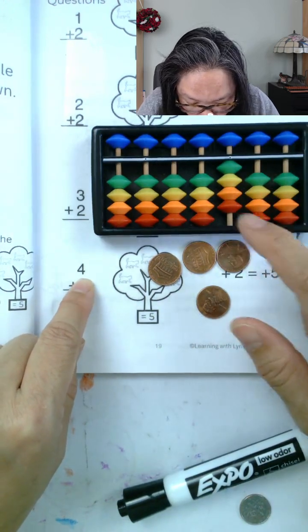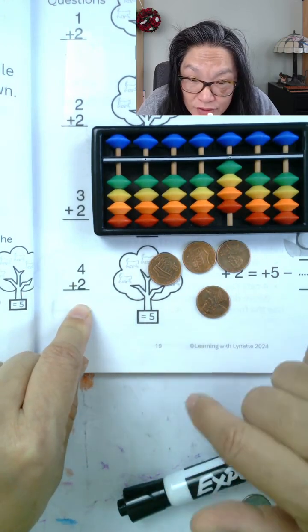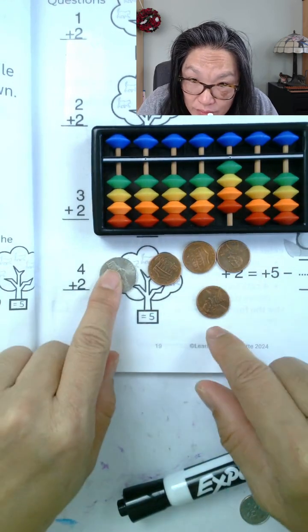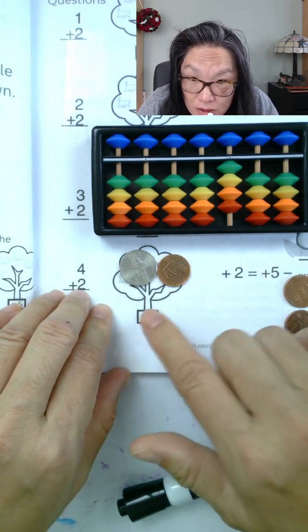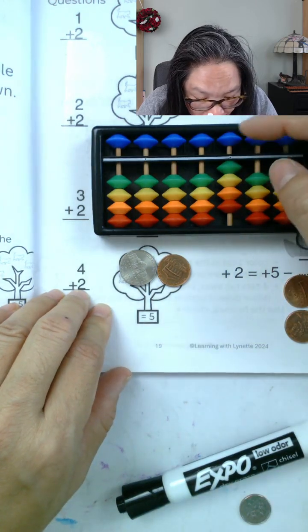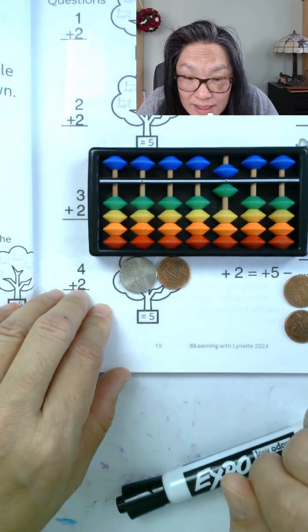So we have 4. Because we have 4, what are we going to do? We're going to add the 2. When we add the 2, what happens? We have this nickel. Because we have this nickel, I'm going to give you my nickel, but I need change back. So I'm going to take away the 3. So my final answer is now 6. How are we doing? I'm going to do it again on the abacus. We have 5, and then we take away the 3. And my final answer is now 6.